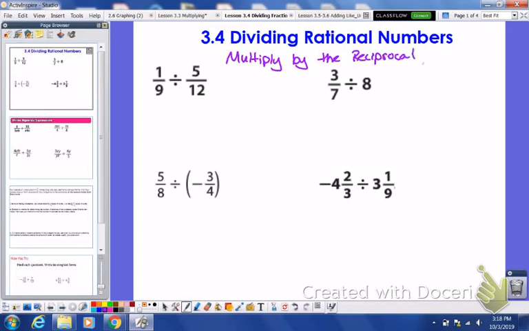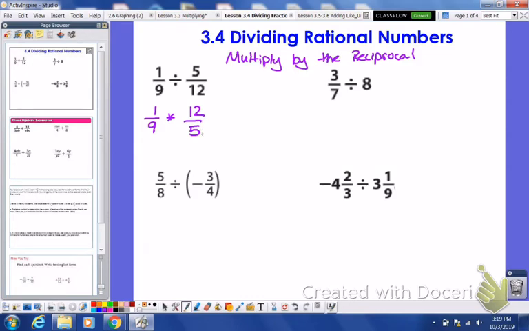You guys probably heard this as keep, change, flip, but I want you to start using some more higher level vocabulary here. I want to hear you say multiply by the reciprocal instead of keep, change, flip. But just like when you learn it that way, we're going to leave the 1/9 alone. Then instead of division, we're going to multiply by the reciprocal. So the reciprocal of 5/12 would be 12 over 5.